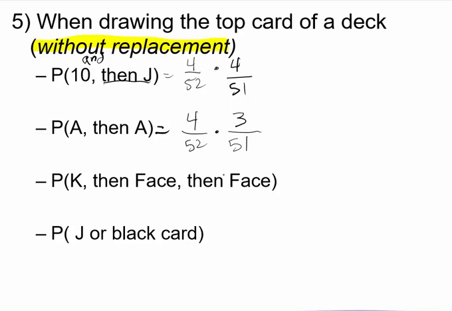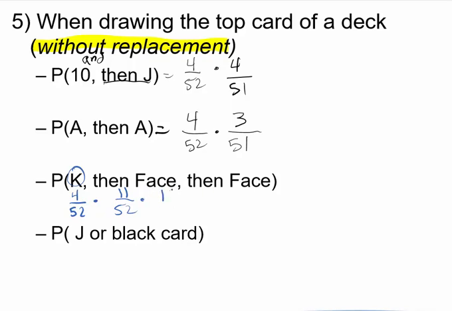Okay, next one's a tricky one. The probability we draw a king, then a face card, and then another face card. So we'll start with the king. King's pretty basic, just like the aces and tens. There's 4 kings in the deck out of 52 cards times. Now we're going to try to draw a face card. There are 12 face cards in the deck out of 52 cards. However, we took a king out, so you have to be real careful here. That means there's only 11 face cards left because the one king right here was a face card and we took it out.